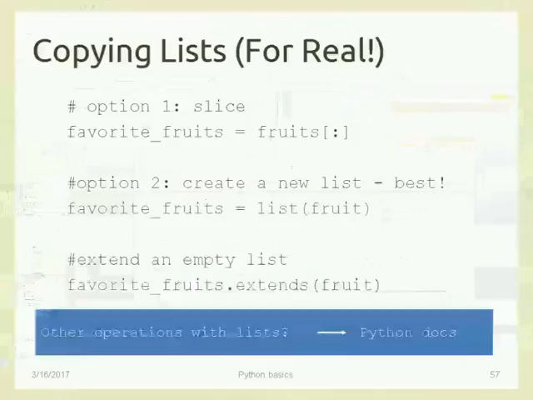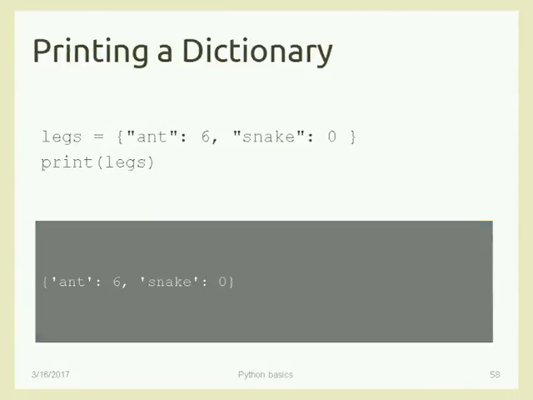Then, like the other time, there are many other operations with lists, and there is the Python documentation on the internet. So if you are curious about other operations of lists, if you need other operations of lists beyond these basic operations, please have a look at the Python documentation as I showed you last time. So let's move to the dictionary.